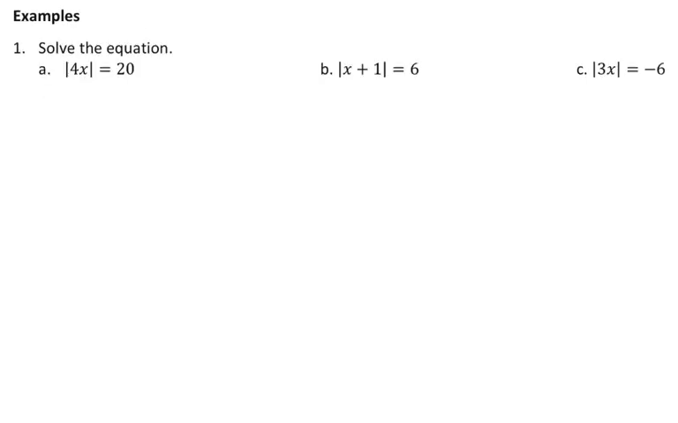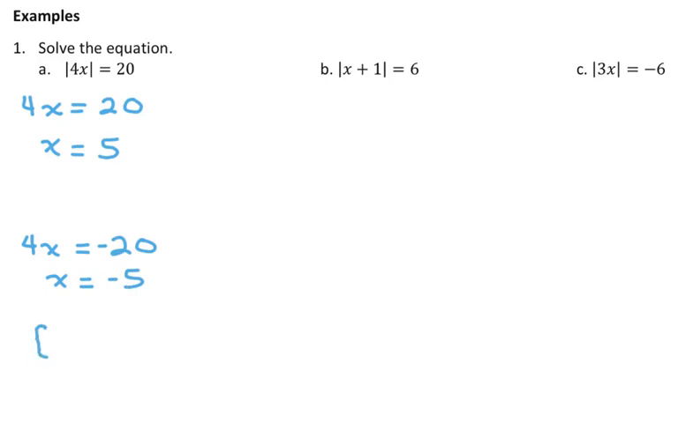Let's start. Problem 1a. The absolute value of 4x equals 20. We first start by splitting up the 4x into two equations, one saying 4x equals 20, the other one saying 4x equals negative 20. To solve, we divide both sides by 4. So the first one gives us x equals 5, and the second one gives us x equals negative 5. Our solution set ends up being negative 5, 5.